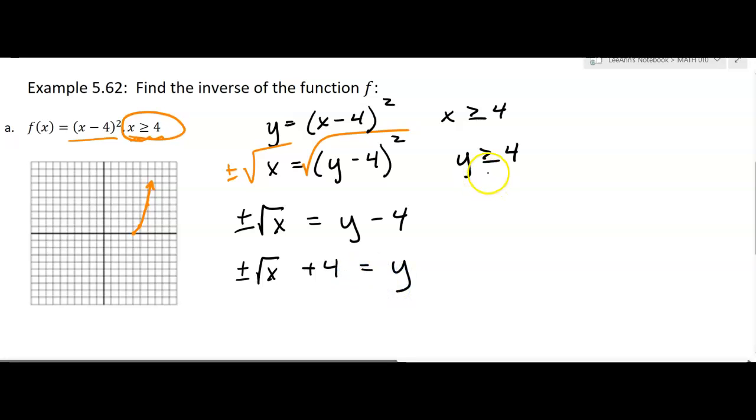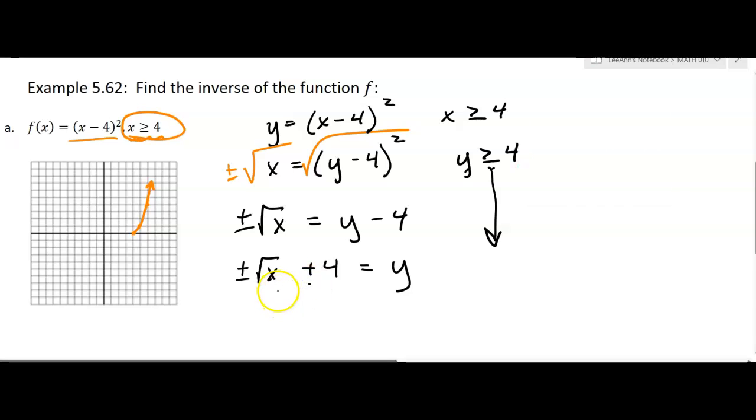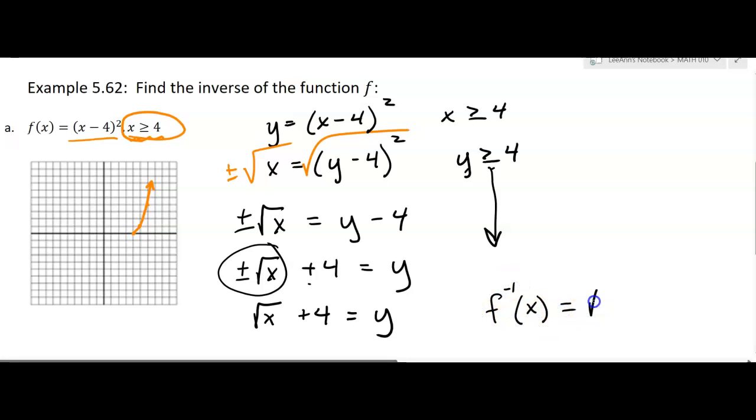Now, here's where this part comes in. Because y is greater than or equal to 4, and I'm adding here, I need this to be a positive number, because if it's negative, then it would be less than 4, and I know my y has to be greater than or equal to 4. So it's going to be the square root of x plus 4 equals y. And then I'm going to write that with the inverse notation. So f inverse of x is going to equal the square root of x plus 4.